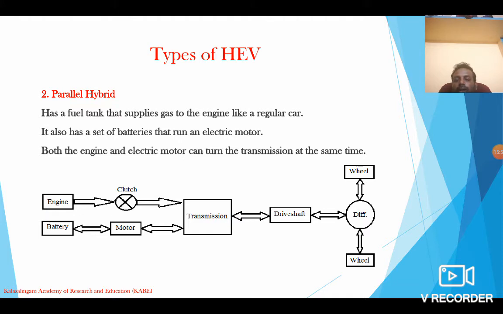Here the transmission as well as the clutch play a major role, right? The clutch is a device that helps to engage and disengage the engine with the transmission, and the use of the transmission is that it keeps on changing the speed torque ratios, right? For every engine, be it an internal combustion engine or a hybrid vehicle, at the initial condition we need high initial torque to move or propel the vehicle, right? So changing the speed torque ratio is effectively done with the help of a transmission, right?